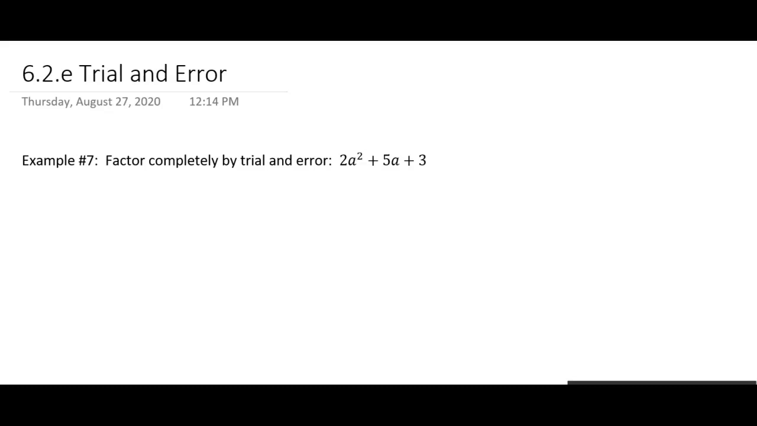So this video is called trial and error, and that is a method that we have of factoring. When I was a kid, that's all we had was trial and error. We didn't have any fancy other methods. We just kept trying until we got it right.